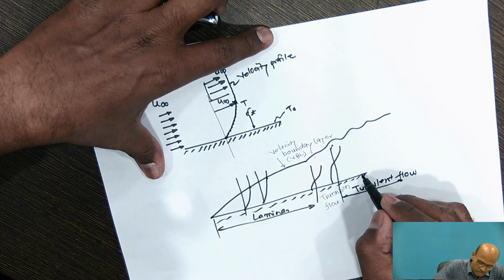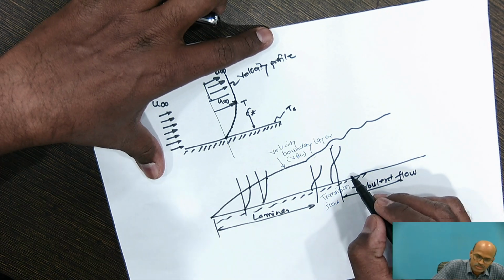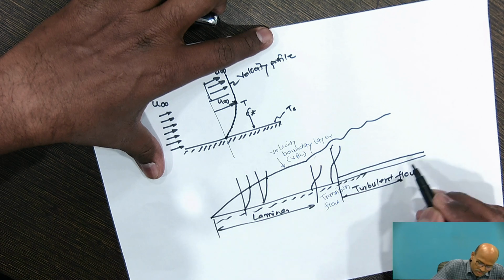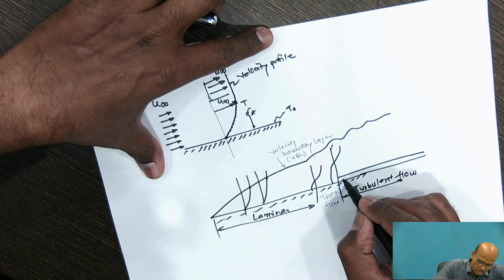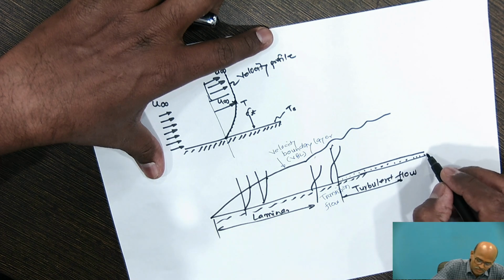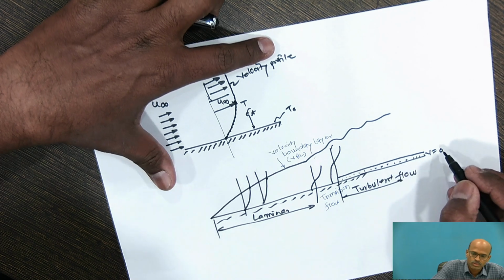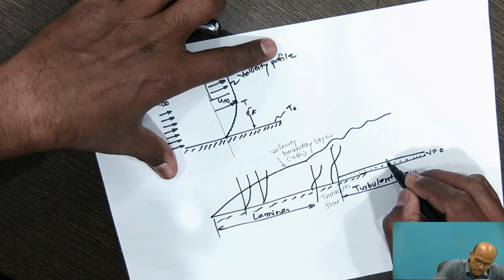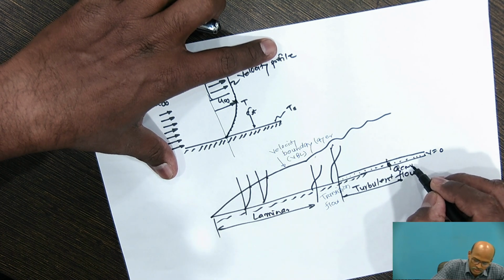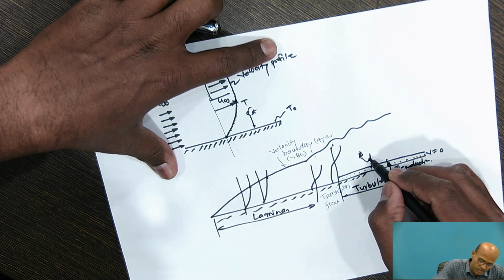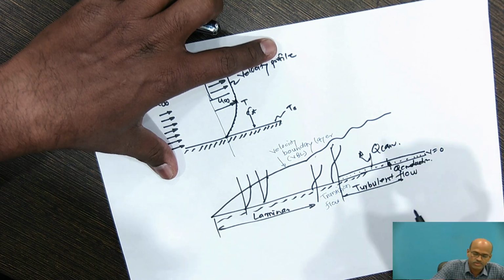In the turbulent region, it is observed that in some thickness the fluid is stationary, almost stagnant, means velocity is equal to 0. So the mode of heat transfer there will be by means of conduction. So this will be Q conduction and later there will be Q convection.